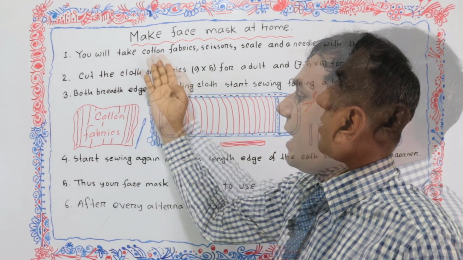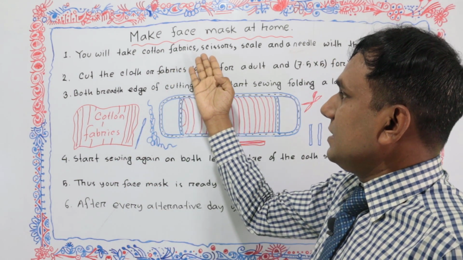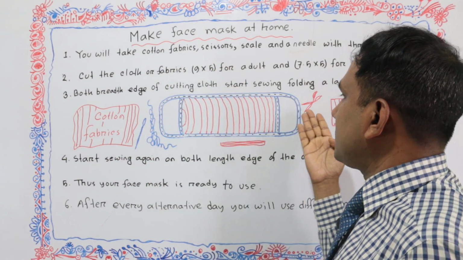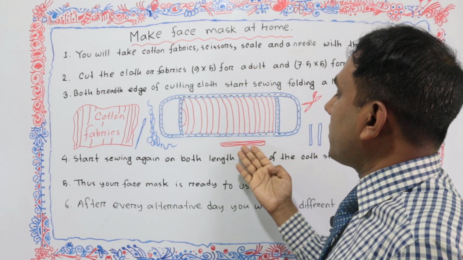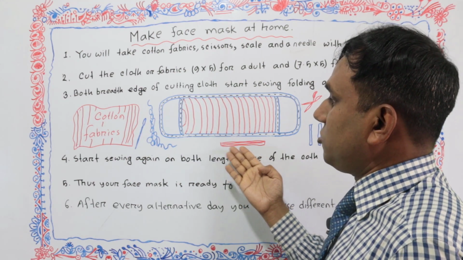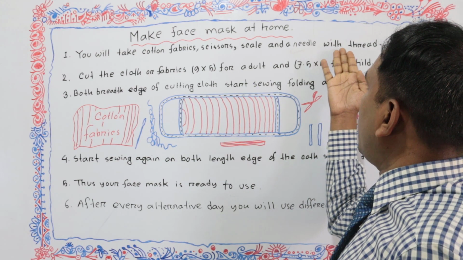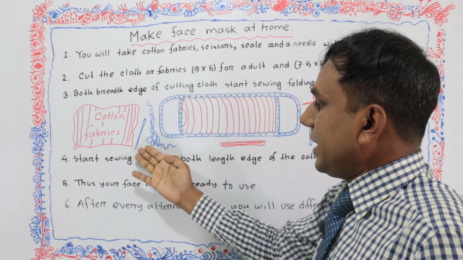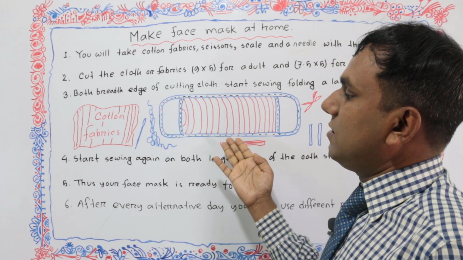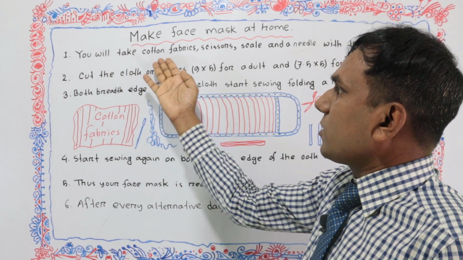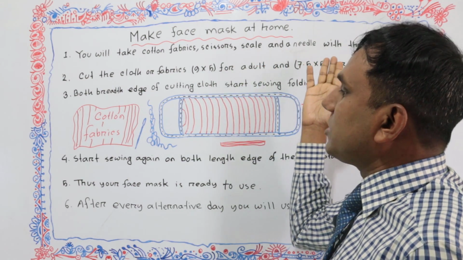First you will take cotton fabric like this. Then you will take scissors like this to cut the cloth. Then you will take a ruler or scale like this to measure the cloth before cutting. And you will take a needle with thread. Then you will use the needle and thread to sew this face mask. Again, you will take cotton fabric, scissors, scale and a needle with thread.